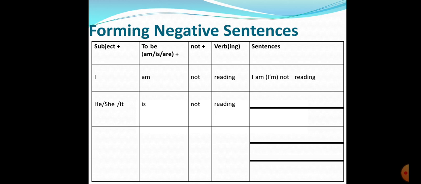We will use is with the third person singular. Then we add not plus the ing form of the verb, that is reading. So you get he is reading, sorry, he is not reading.